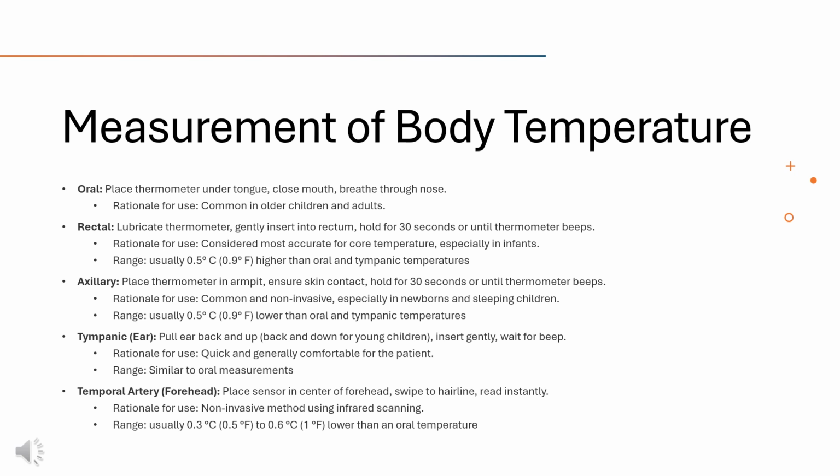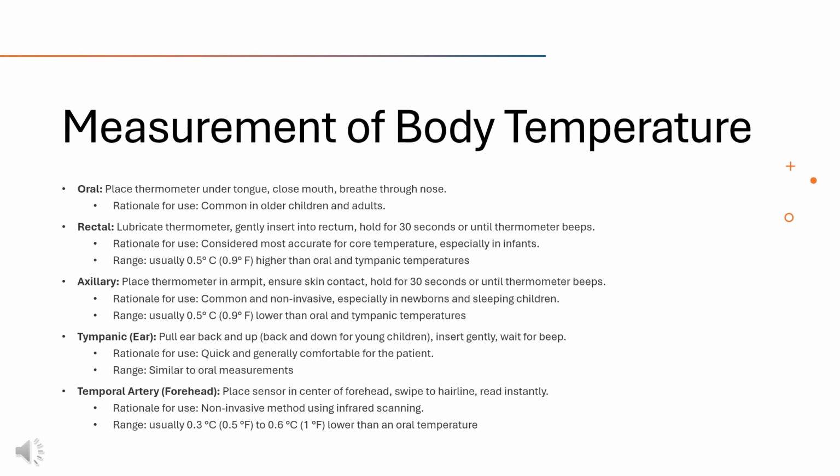Choosing the right site depends on several factors, including the patient's age, the particular situation, and the need for accuracy. For instance, while rectal temperatures provide great accuracy for infants, oral or tympanic measurements might be more suitable for older children and adults due to comfort and ease of use.